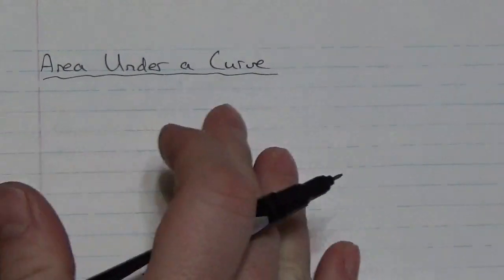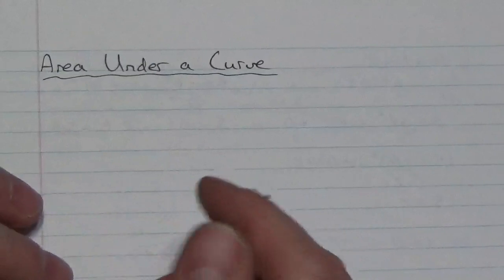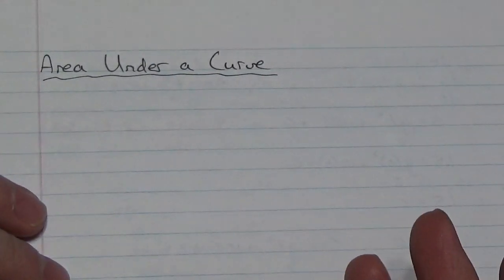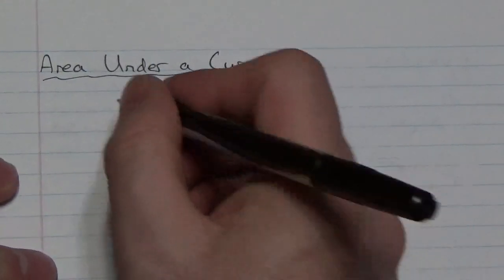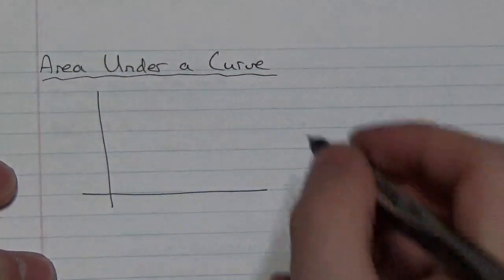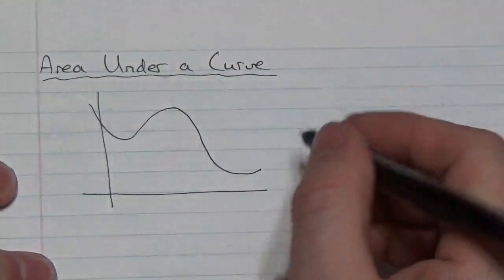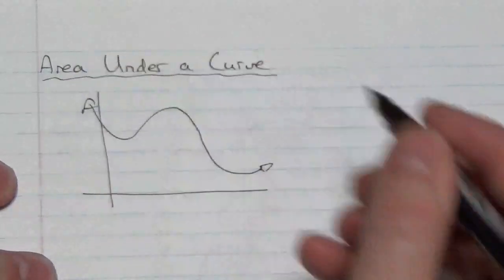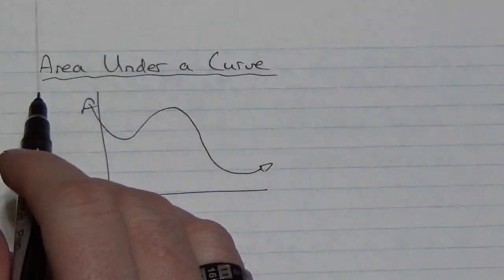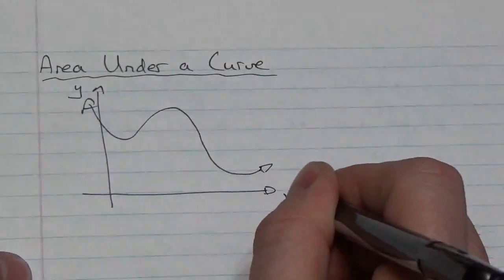So what we're going to do here is take a look at the way you can use antiderivatives to find the area under some more complicated shapes. So for example, we draw a graph like this. I don't know, it might be a function that looks something like this, and then it continues on this way and whatnot. Now, when we say area under a curve, here's my y-axis, here's my x-axis.